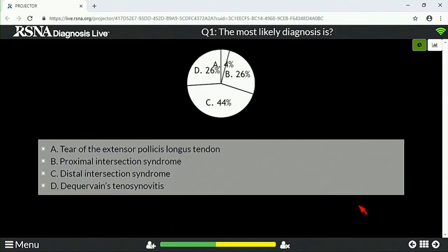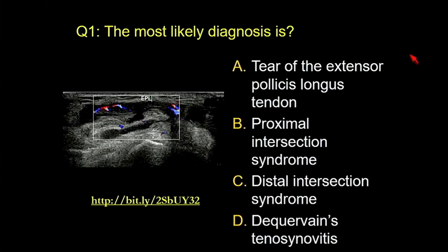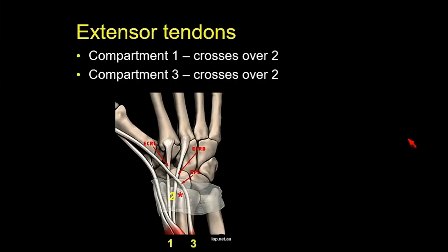Okay, and the majority thought that this is distal intersection syndrome, which this is. Just going to go through this here. So just to review the anatomy here, this is really important. So just the first three extensor tendons is what we're going to focus on here.